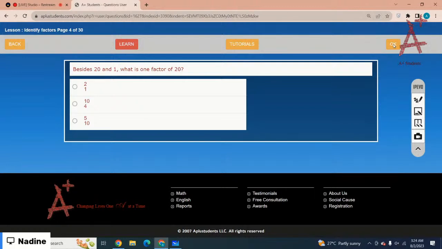Besides 20 and 1, what is the factor of 20? Which is the correct option? Besides 20 and 1, right? 10 and 4 are also factors of 20, and 5 and 10 are also. Okay, the correct option is 10 and 4.